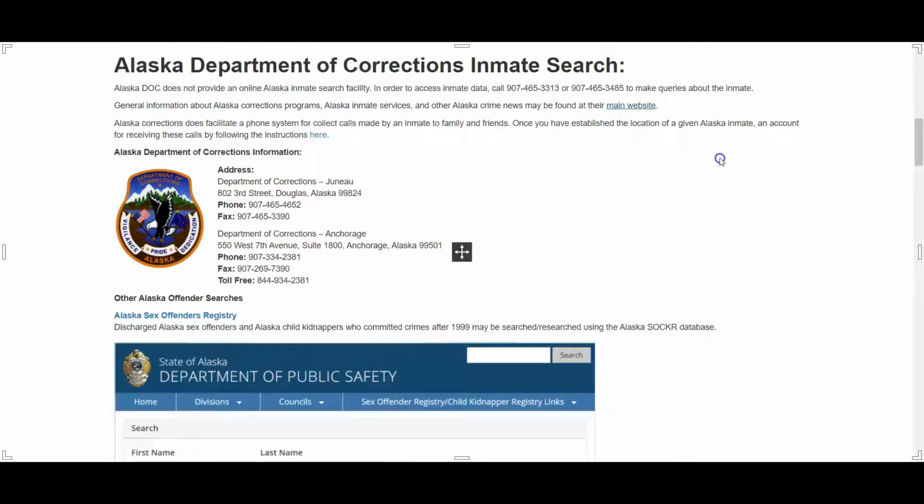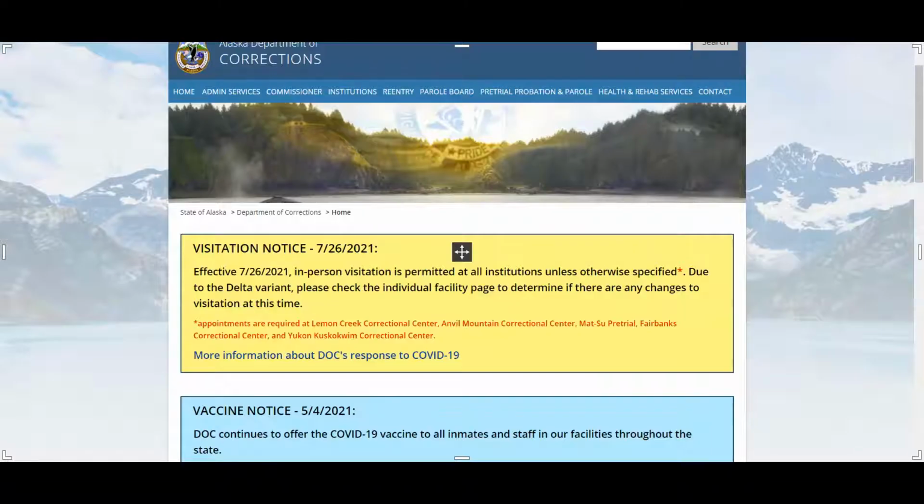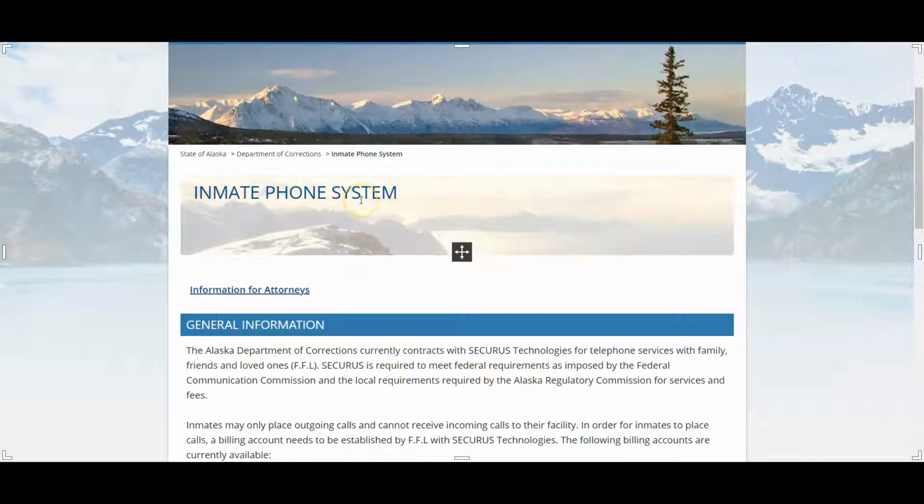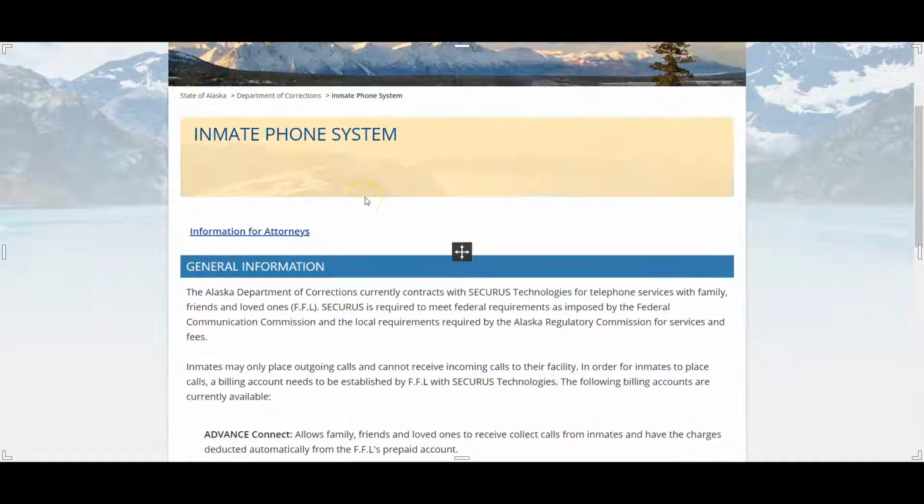Now, once you have that, obviously you'll have information on where they are and be able to determine visitation and things like that. If you're looking to just make a phone call, or at least set something up so that they can make a phone call to you potentially, there is a site for that, and let's go over to that. So there is an inmate phone system. So you do need the information in advance in terms of the person, where they're located, so that you can set this up for them.